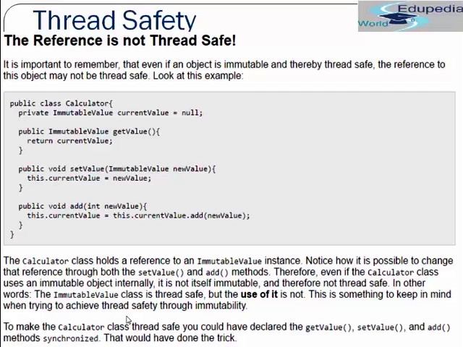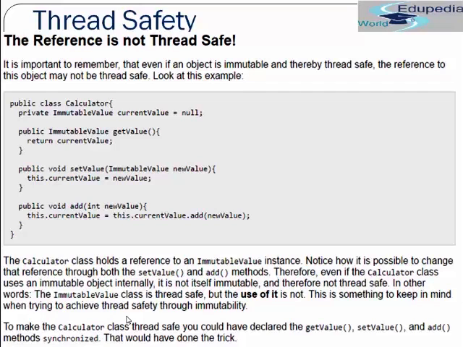Similarly, we are having set value and add. Now, the calculator class holds a reference to an immutable instance. Notice how it is possible to change that reference through both the set value and add methods. Therefore, even though the calculator class uses an immutable object internally, it is not itself immutable and therefore not thread safe. In other words, the immutable value class is thread safe, but the use of it is not.